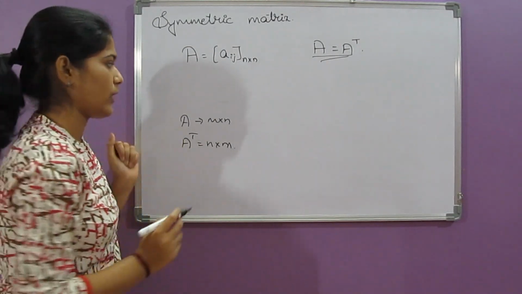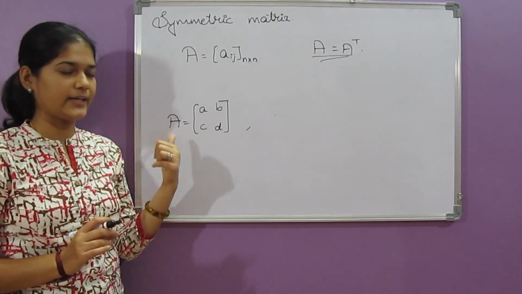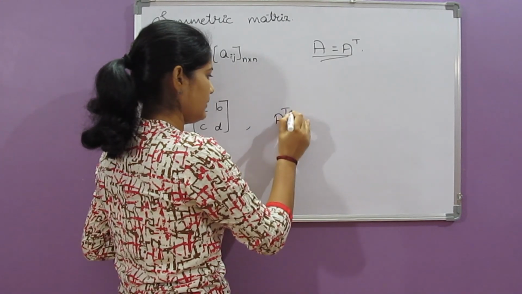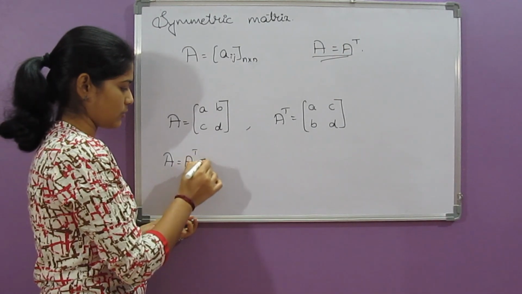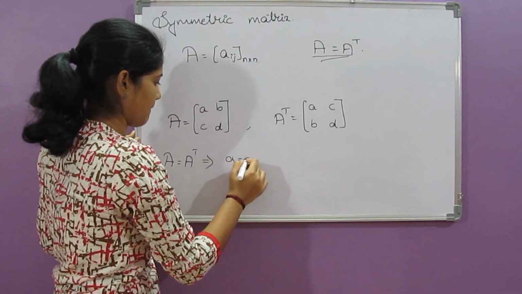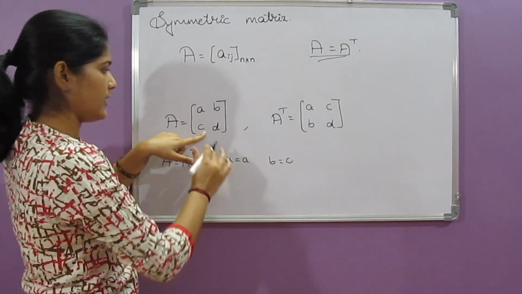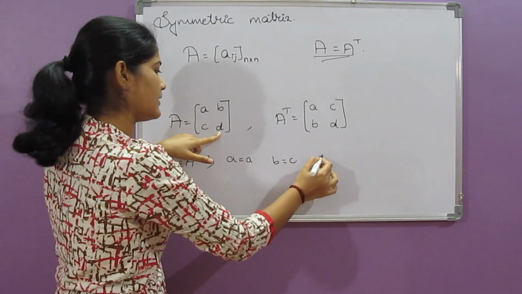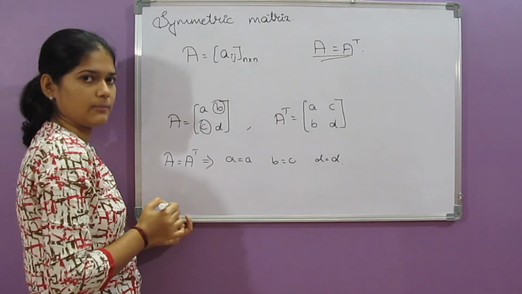Observe here, A is equal to A transpose means, let me take an example. Here I have taken A is equal to the matrix with entries a, b, c, d. Then A transpose will be, now to say this matrix is symmetric, we have A is equal to A transpose, which implies a is equal to a, b is equal to c. Here c is equal to b, which is nothing but b is equal to c. Then lastly d is equal to d. So these two elements must be equal.